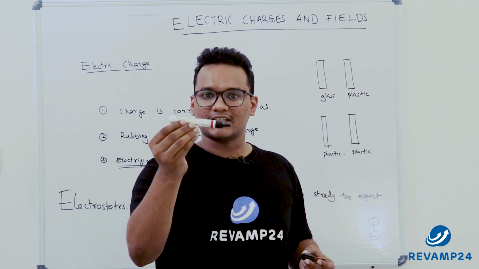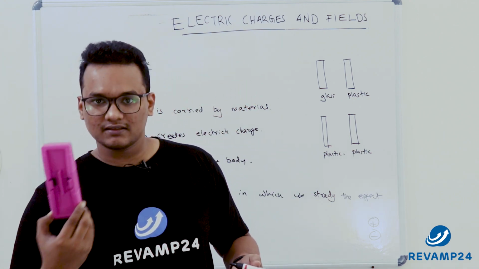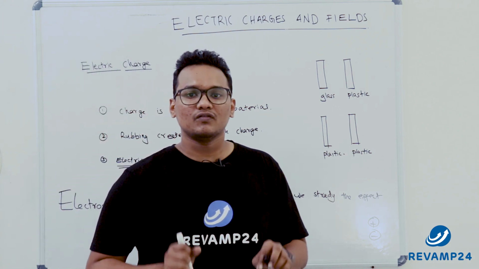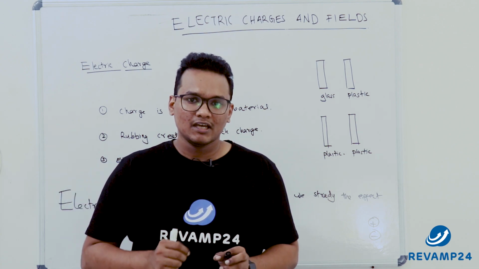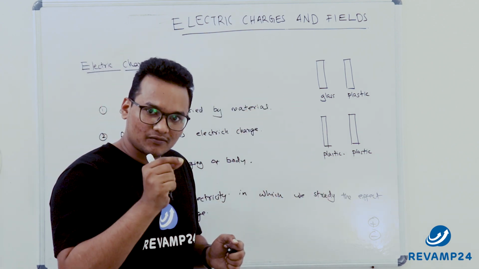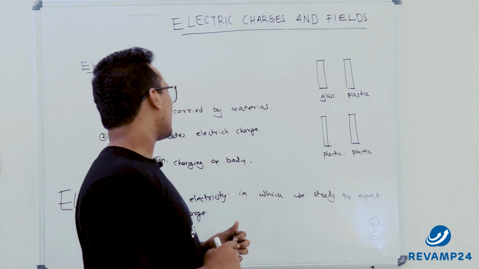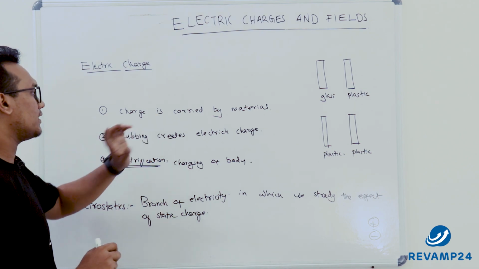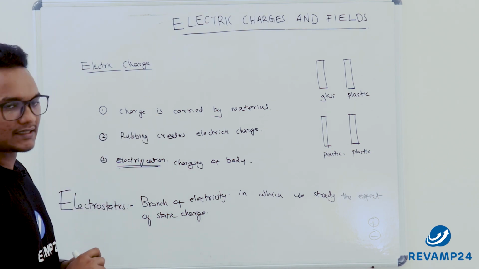For example, this sketch pen is charged, this top is charged, the marker is charged, the duster is charged. So we can say only that charging has been done for an object, because we can't charge a vacuum space, because to carry charges we need material. So material is necessary for charge to be carried. Next thing is rubbing creates electric charge.